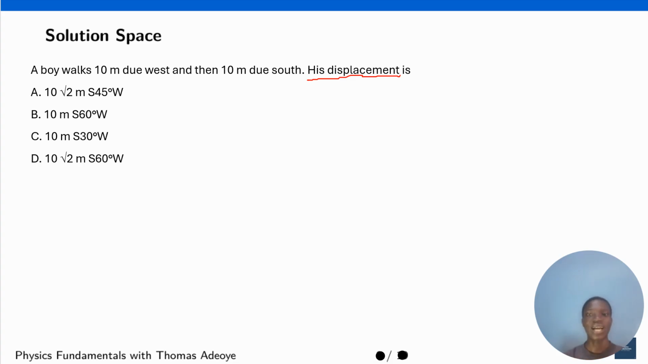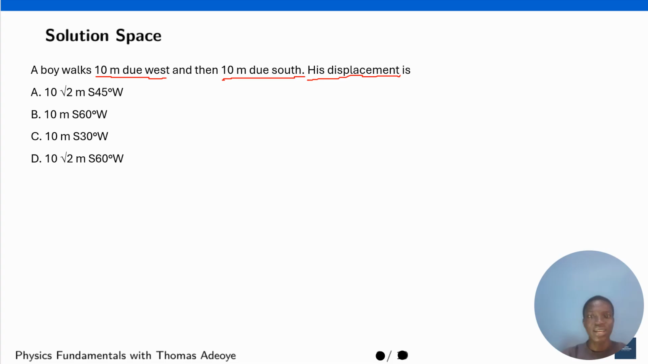The first thing I would love to say is that in this kind of question, we have a boy. The boy walks 10 meters due west. This you can represent using a line segment with an arrowhead, and the arrow indicates the direction. The second thing the boy did was that he continued the journey, and now he walked 10 meters due south. This also you can represent with an arrowhead.